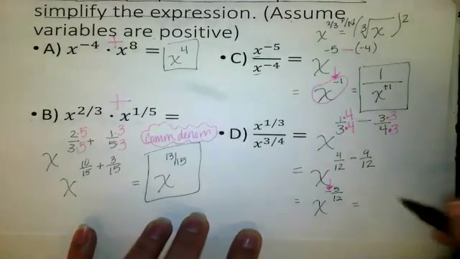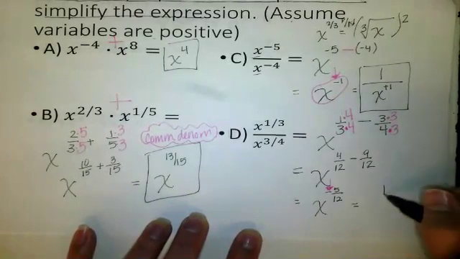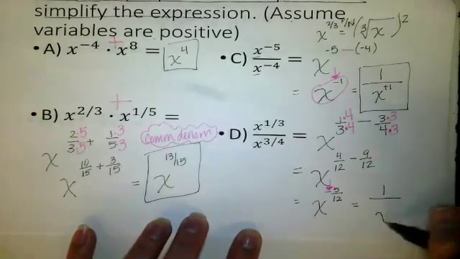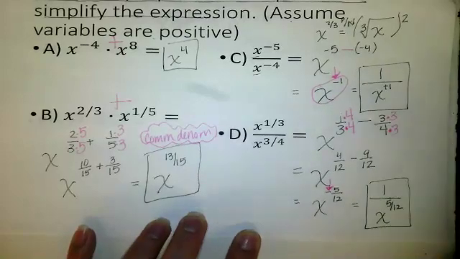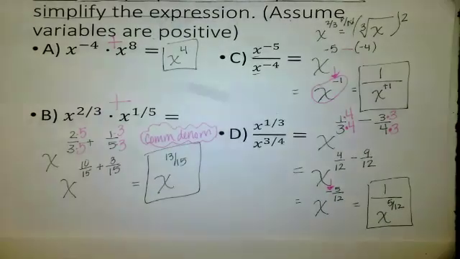Drops it down. That's why I draw the little arrow down. So it becomes 1 over x to the 5/12. So that negative exponent just drops it into a denominator. Okay.